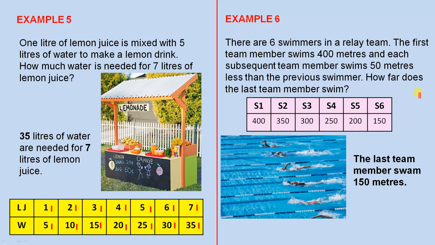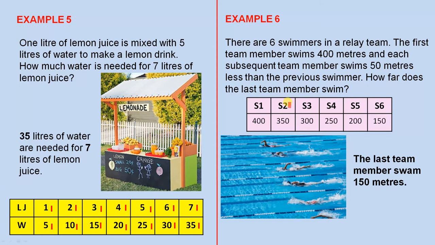Example 6. There are 6 swimmers in a relay race, or in a relay team. The first team member swims 400 metres, and each subsequent team member swims 50 metres less than the previous swimmer. How far does the last team member swim? So what that's saying is, the first swimmer, so swimmer 1 swims 400.